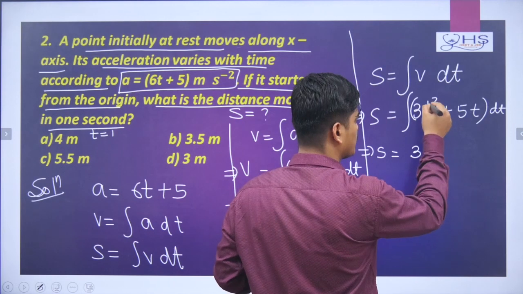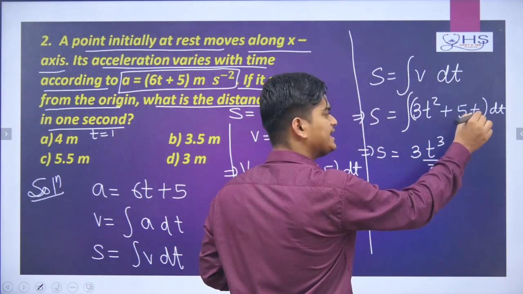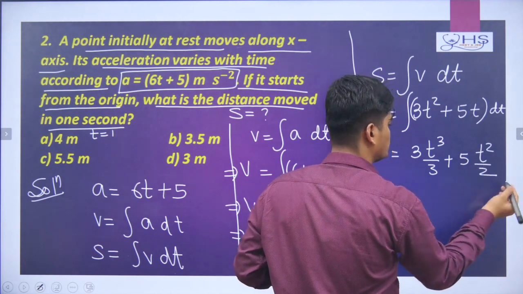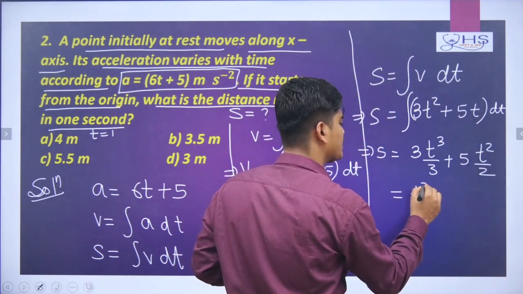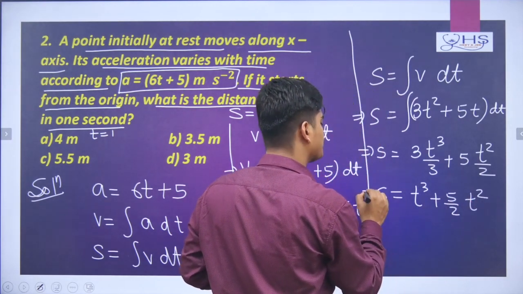If you calculate this, the integration of t square dt is t cube by 3, and the integration of 5t dt is t square by 2. Now the 3 will cancel, and you get t cube plus 5 by 2 t square. So this is your displacement.